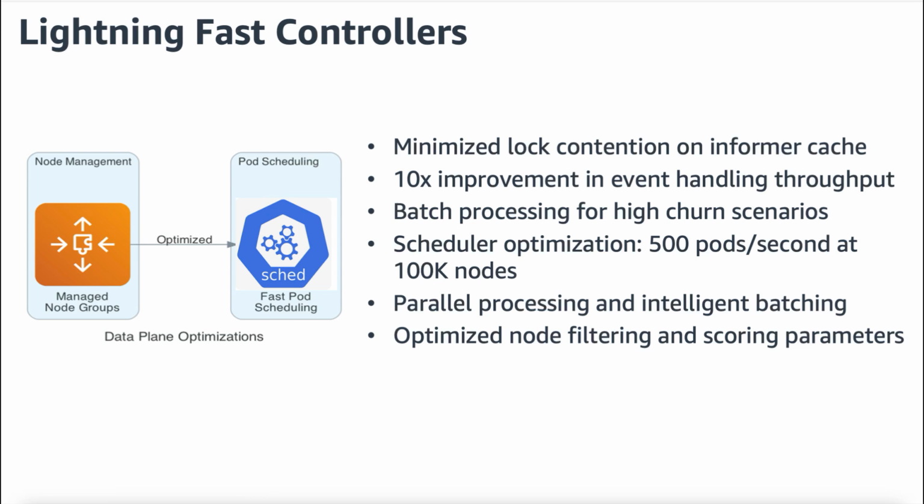For the Kubernetes scheduler specifically, we achieved consistently high throughput of 500 pods per second even at 100,000 node scale through careful tuning of scheduler plugins and optimized node filtering and scoring parameters.